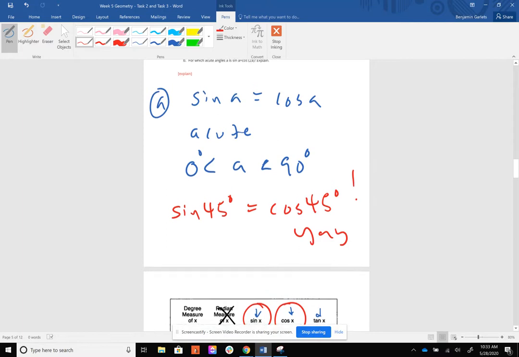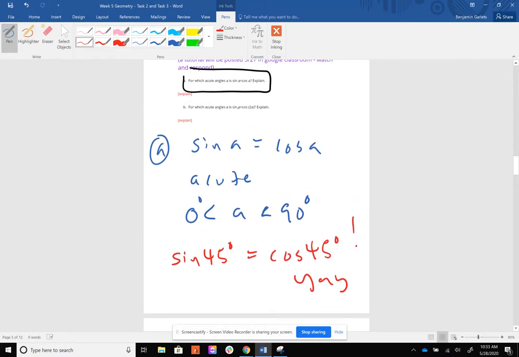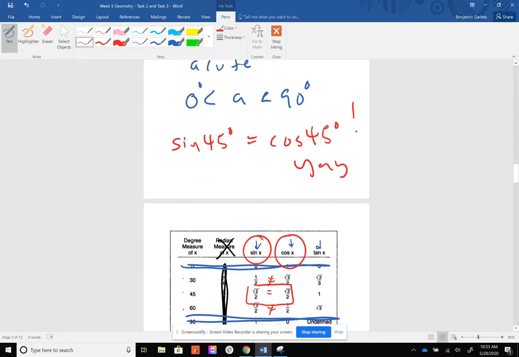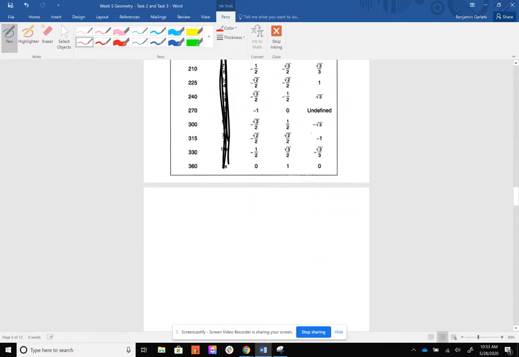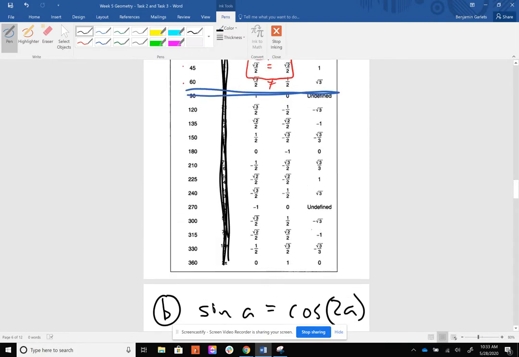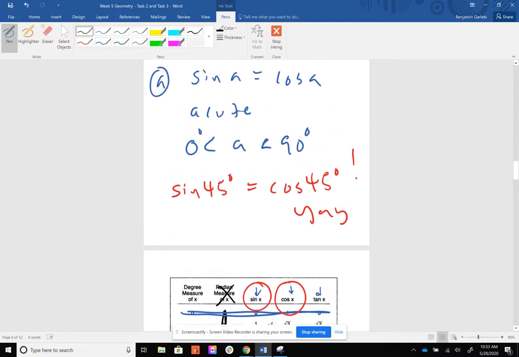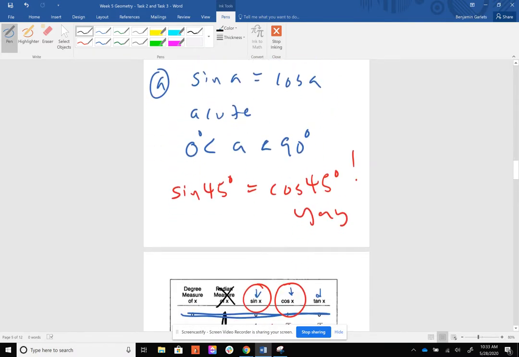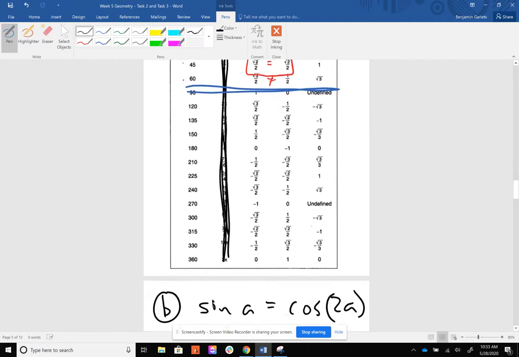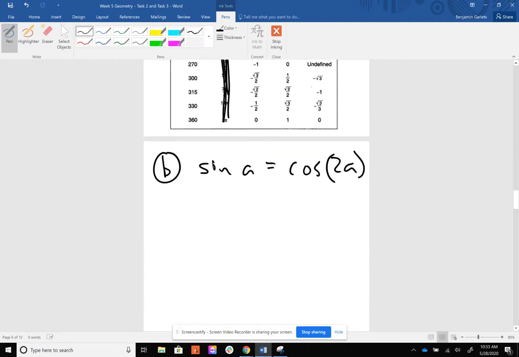All right, so now part B. This one's a little trickier. Sine of A is equal to cosine of 2A. We want to know where the sine of one angle is equal to the cosine of double that angle. It does say acute angle, so we can verify that it happens in the range of an acute angle just by checking 0 degrees.